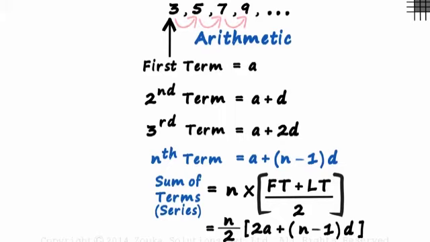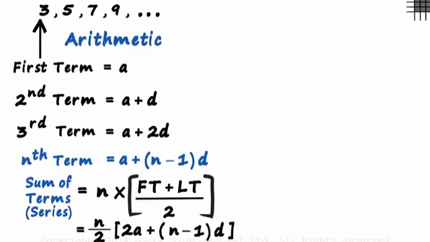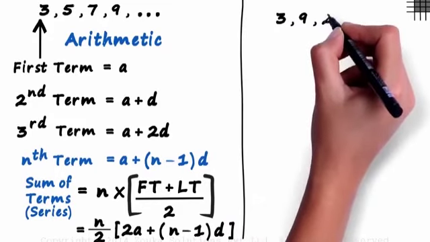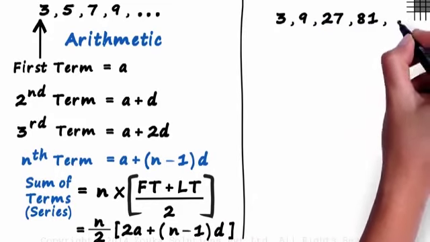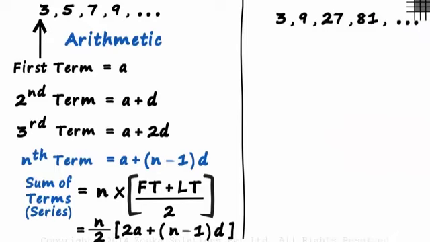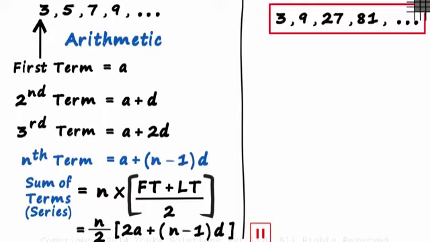But wait, what are the other types of sequences then? To look at more types, we go through the next sequence. 3, 9, 27, 81 and so on. Pause the video and think about whether this is a sequence or not.